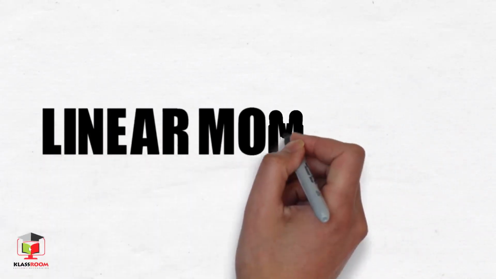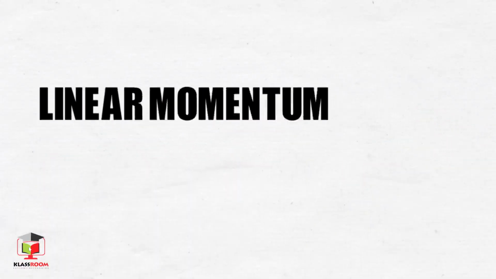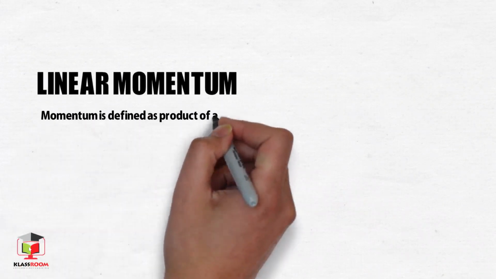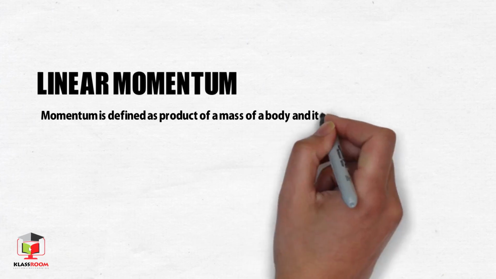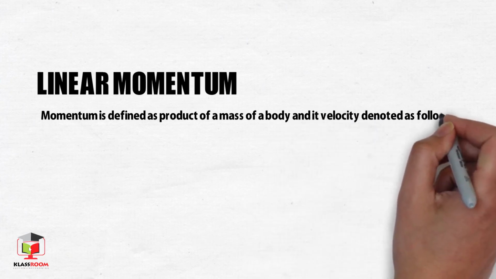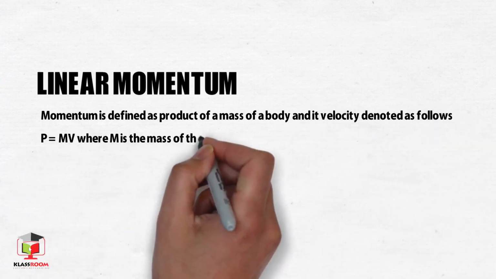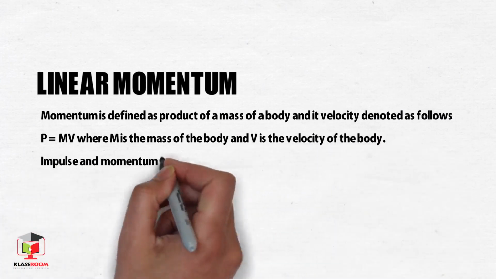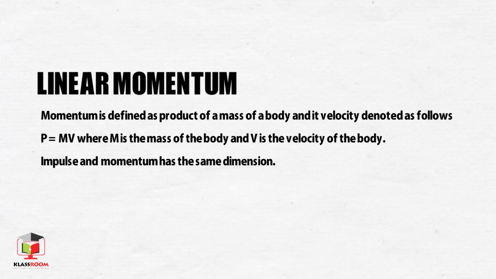Topic: linear momentum. Momentum is defined as the product of the mass of a body and its velocity, denoted as follows: P equals mv, where m is the mass of the body and v is the velocity of the body. Impulse and momentum have the same dimension.